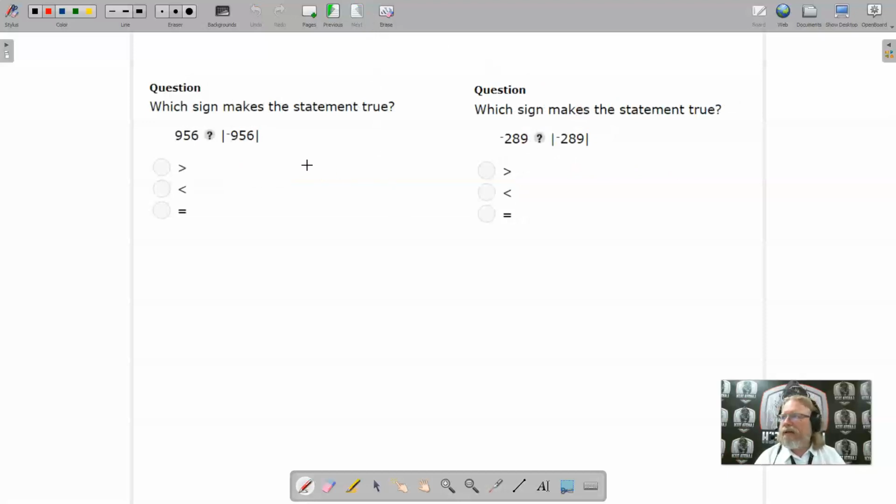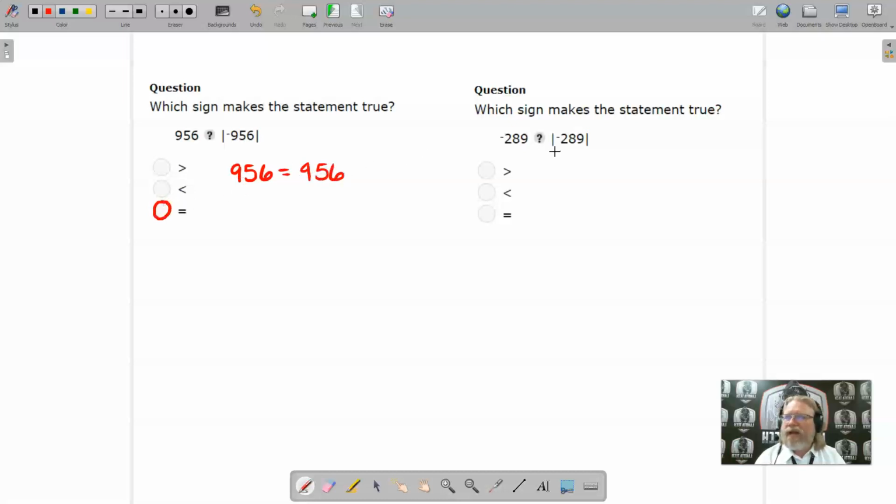Last two examples here, you're going to have a lot of them that look like this. It's going to look like the same number. So just be careful to take those absolute values before you decide. So we have a positive 956, and we have to compare that with the absolute value of negative 956. Well, that's going to become positive, correct? 956, so they're both positive. They are the same value, so in this case, those two values are equal to one another.